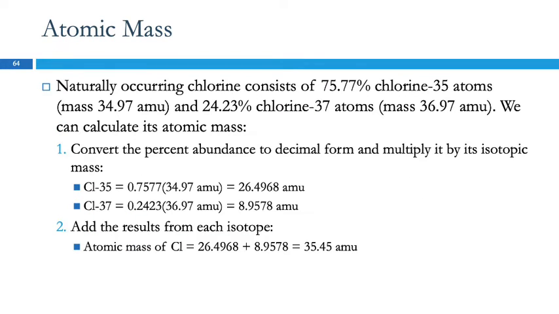So if we look at chlorine, naturally occurring chlorine, 75.77% of it is chlorine-35 atoms. And chlorine-35, those atoms have a mass of 34.97 atomic mass units. Notice this number is very, very close to the mass number. Not exactly the same, but really, really close. The remaining percent is chlorine-37, and those have a mass of 36.97. Again, very close to 37.